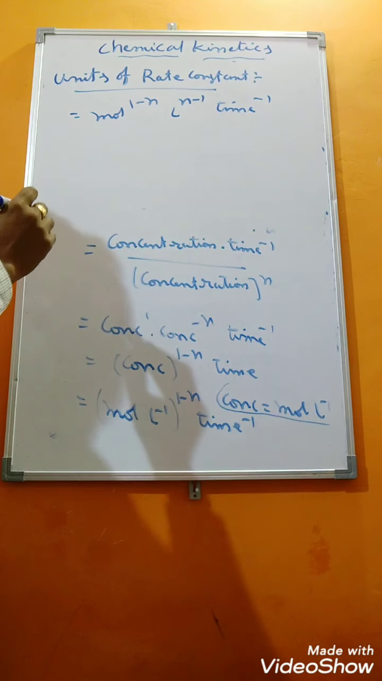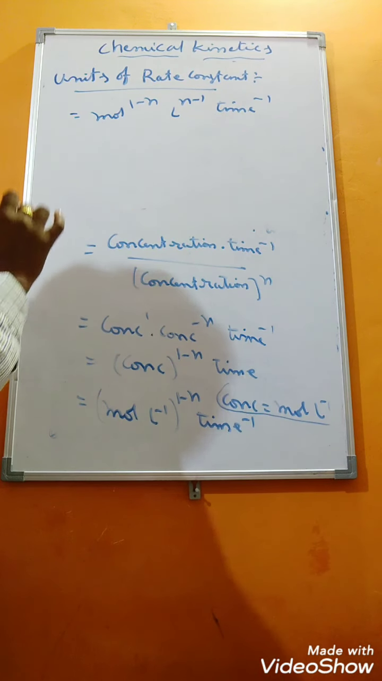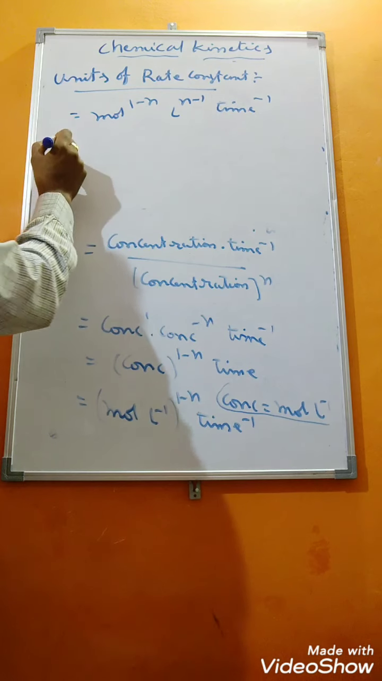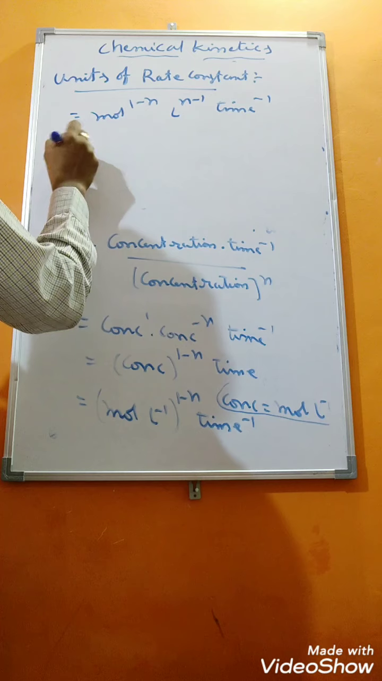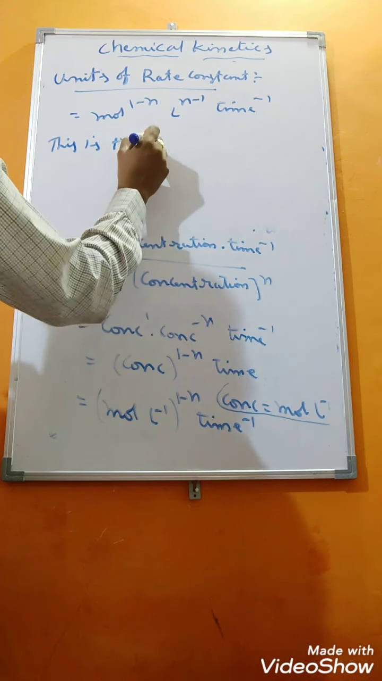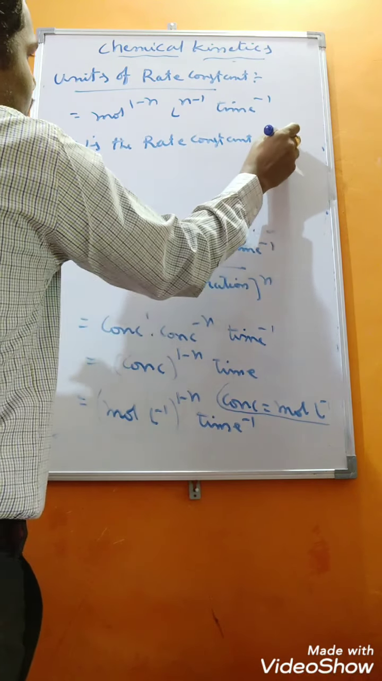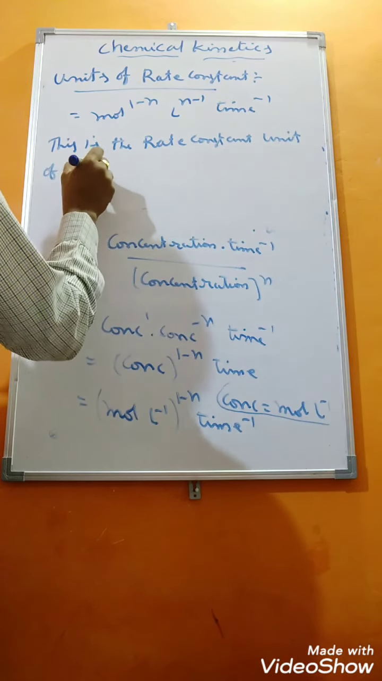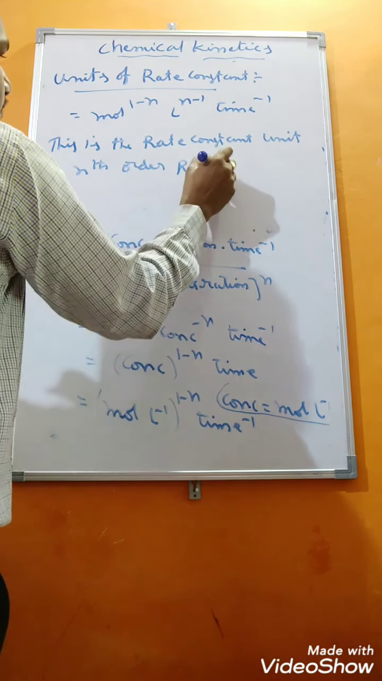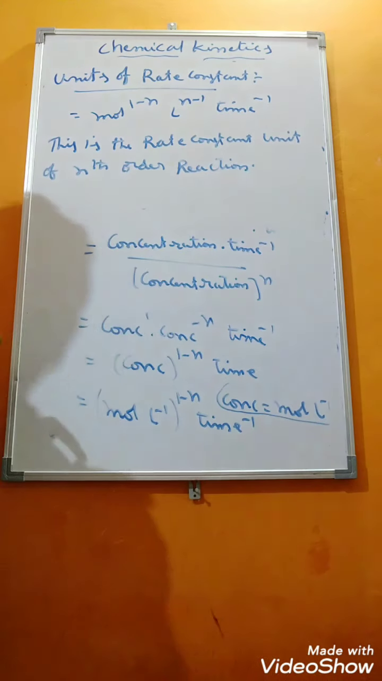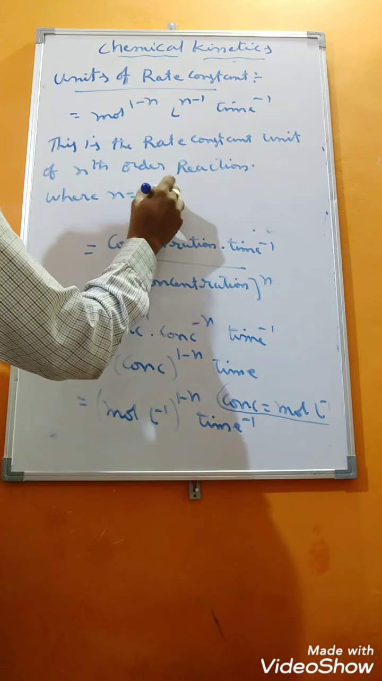This is the nth order rate constant unit. Which order rate constant? Nth order of the reaction rate constant unit. This is the unit of rate constant of nth order reaction, students. Then where n is equal to what? Here, the order of the reaction.